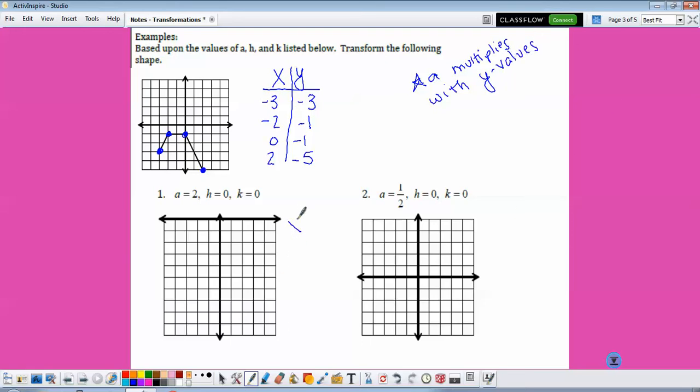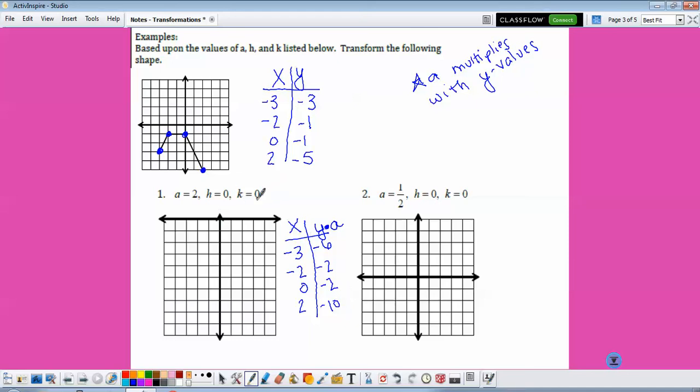So I'm going to take my chart and I'm going to make a new one down here. The X's don't change. They're going to stay the same. And then I'm going to take all my Y values and multiply them by A, which is 2. So they would become -6, -2, -2, and -10.